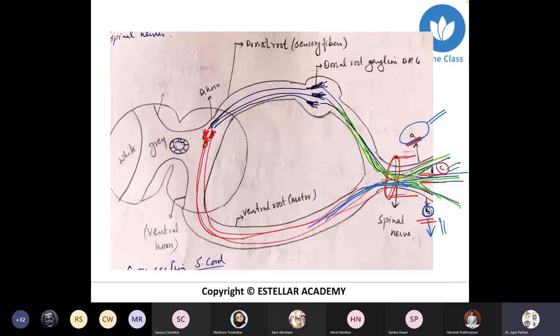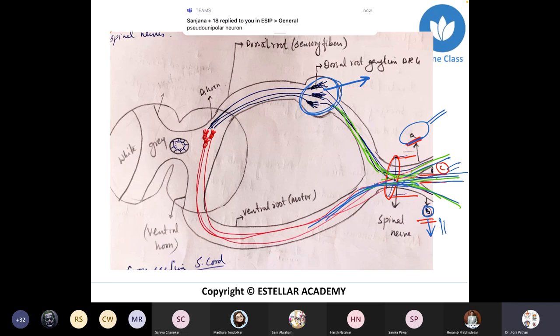So tell me what type of neurons are present in the dorsal root ganglion? What type of neurons are present here in the dorsal root ganglion? Come on. Yash, sensory, dorsal root ganglion, DRG. Everybody, yes, you are all saying sensory. I'm not talking about the dorsal root. I'm talking about the dorsal root ganglion of the spinal cord. Which type of neuron does it consist of? Rishikesh, very good. It's a pseudo unipolar neuron.